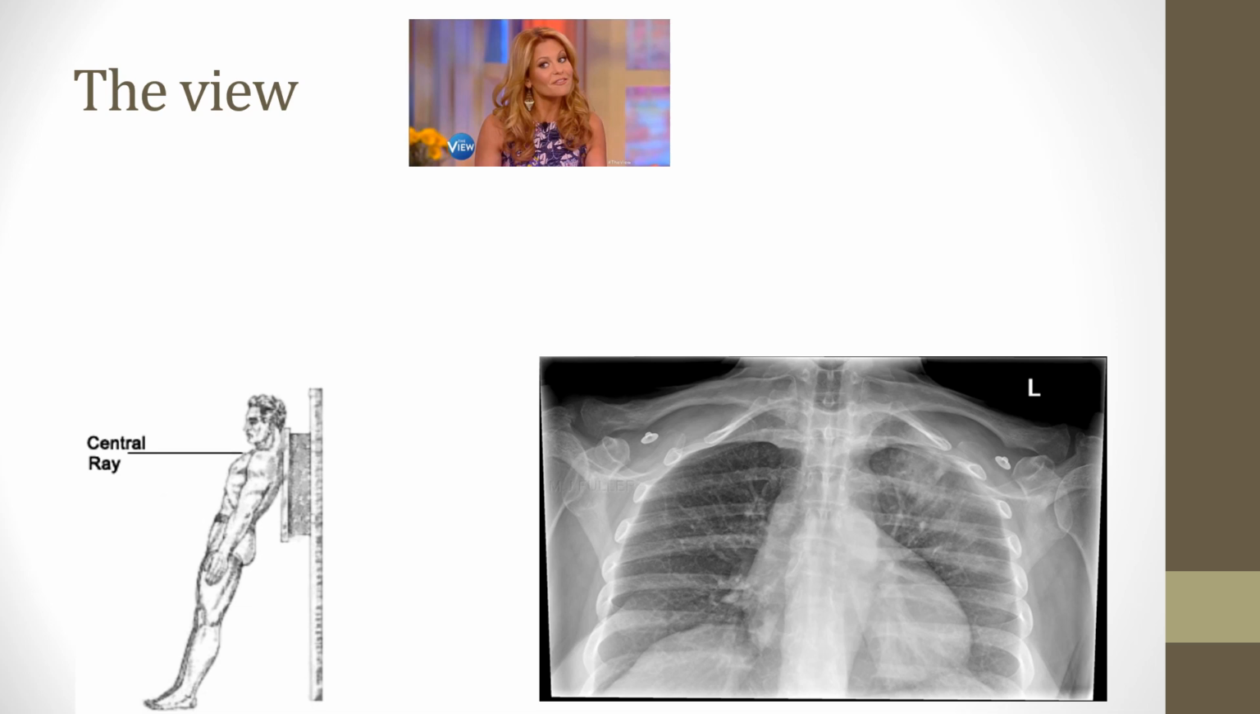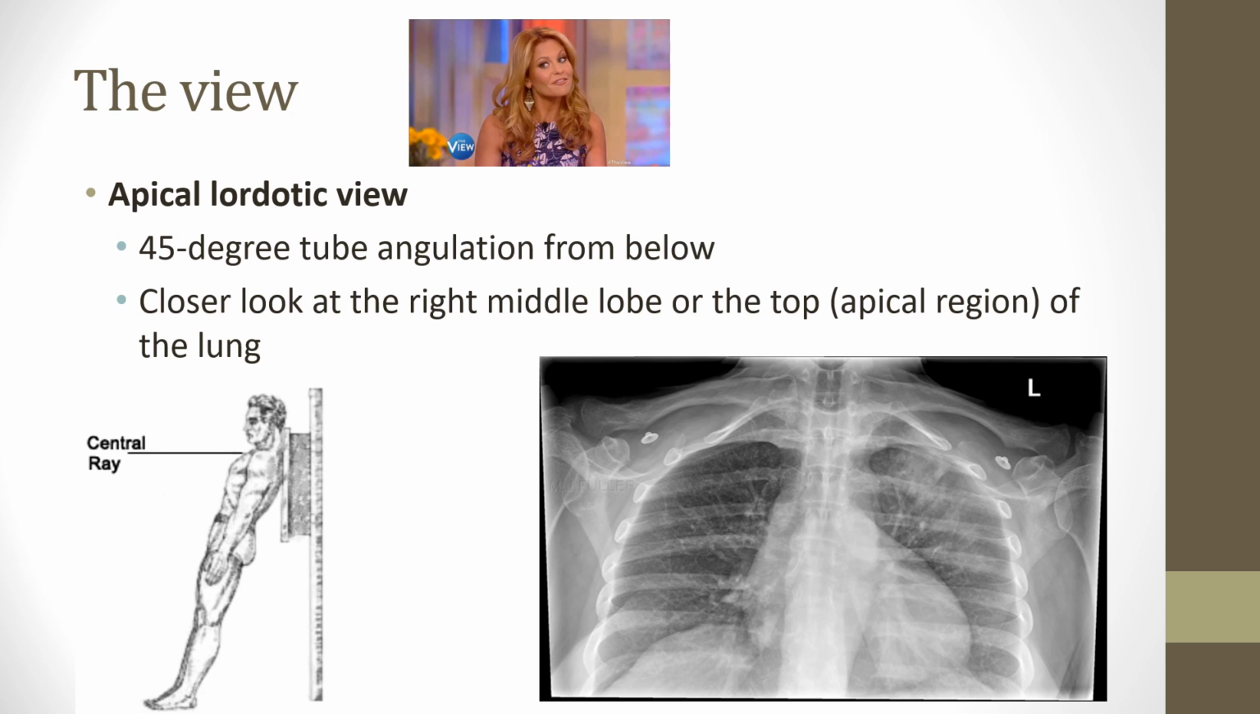So it sounds like I'm going to ask you very similar things here. An apical lordotic view is where we have the patient, and you'll see the picture on the bottom left, in that sort of slash type state. They're doing that so they can get the clavicles out of the way. If you look at the X-ray on the right, you're going to see the clavicles are way up here.